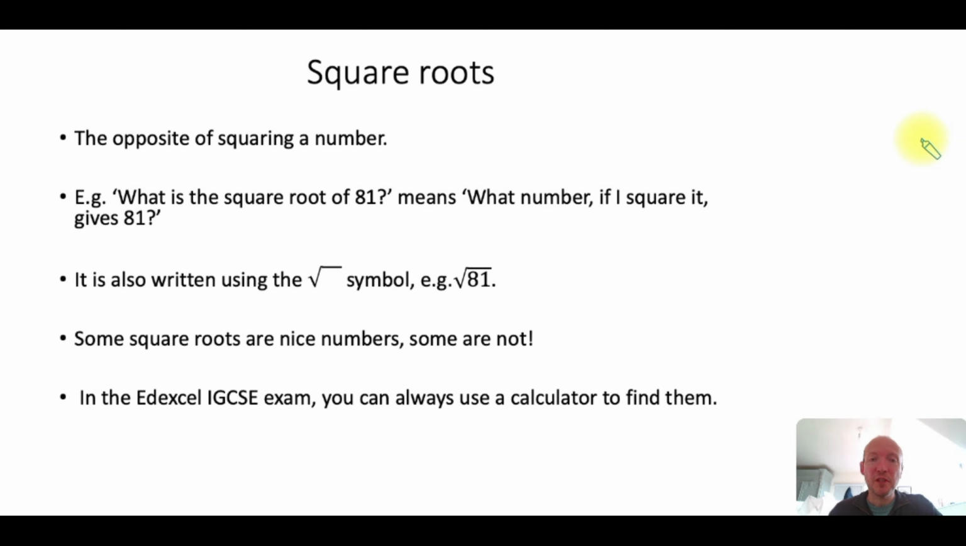Now, we've talked about squaring a number. To find the square root of a number is to do the opposite thing, and maths is huge on opposites. There are lots and lots of examples where you have an operation, something you do, and then you have the opposite operation, something that you would do to undo that. So, best to learn with an example.